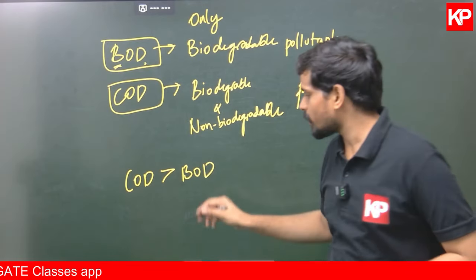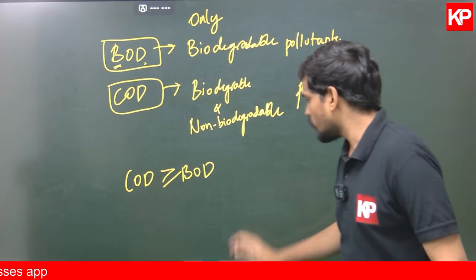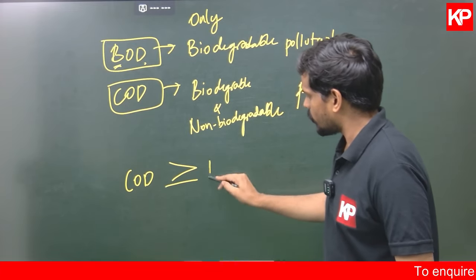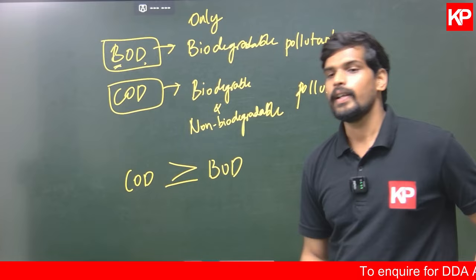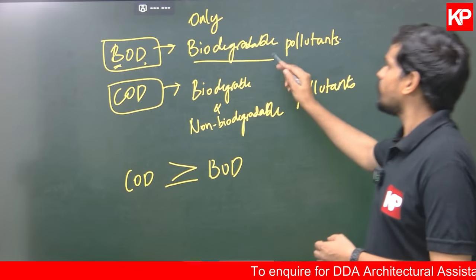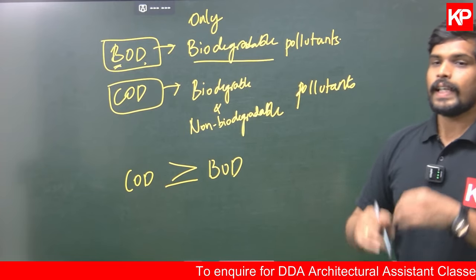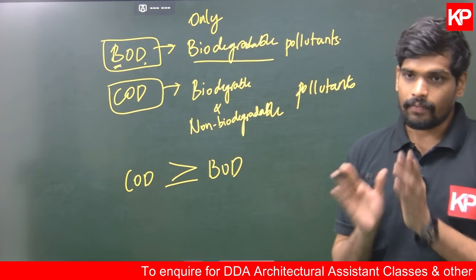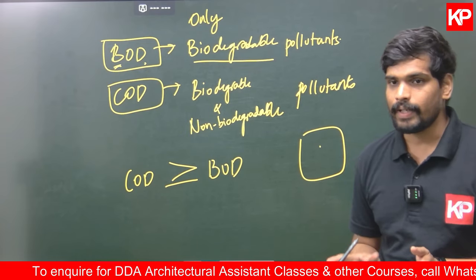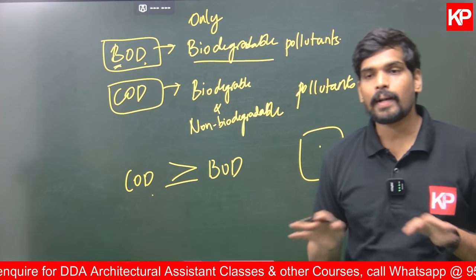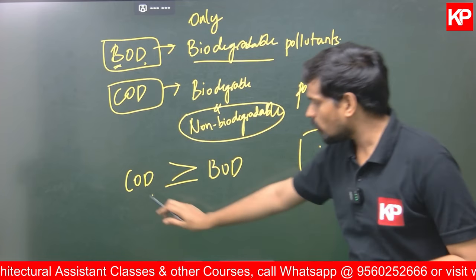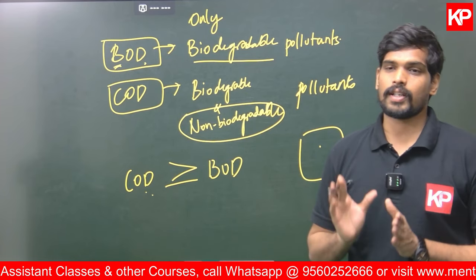In a maximum threshold condition, both can be equal. So COD is either greater than or equal to biological oxygen demand. Biological oxygen demand can never be more because biologically only biodegradable pollutants are measured. If you're having a sample, and all the pollutants in it are biodegradable, then BOD and COD values will become equal. But generally, if there are non-biodegradable pollutants also, COD will be higher. Chemical oxygen demand will be more.